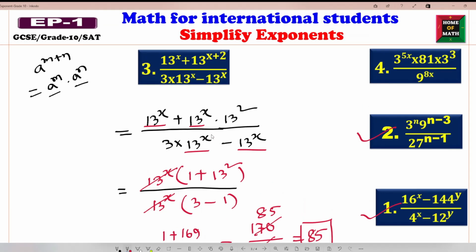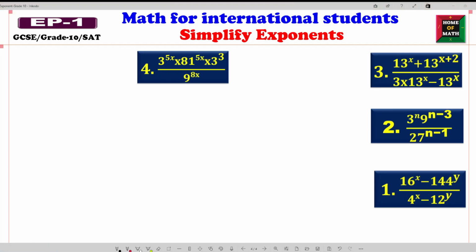So numbers 1 to 3 done. Now we will start the final math of this video. Number 4, here is 3 to the power 5x times 81 to the power 5x times 3 to the power 3, divided by 9 to the power 8x. So here is 3 to the power 5x, times 81 we can write as 3 to the power 4, and here to the power 5x, times 3 to the power 3, and divided by 9, we can write as 3 squared, to the power 8x.